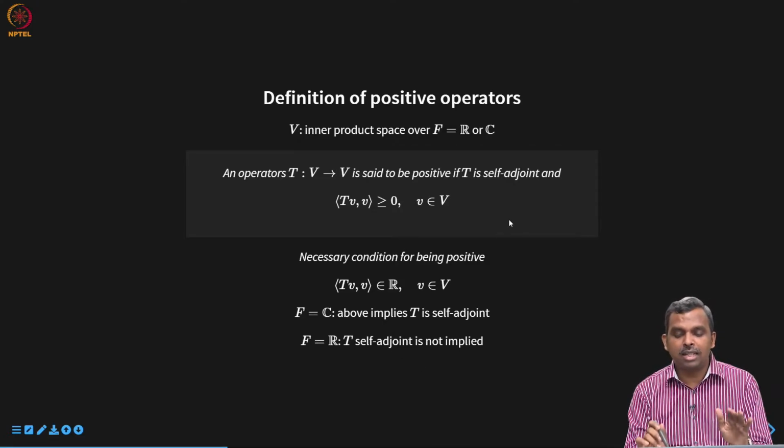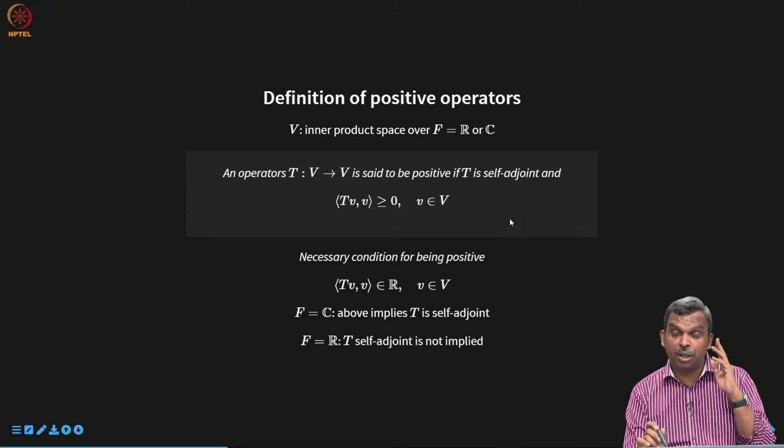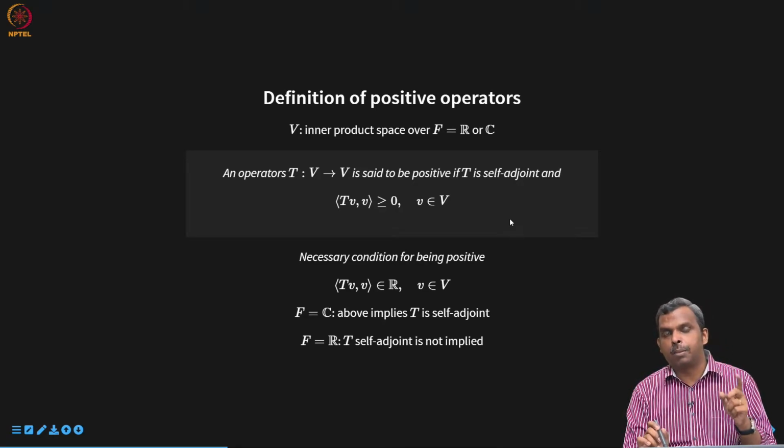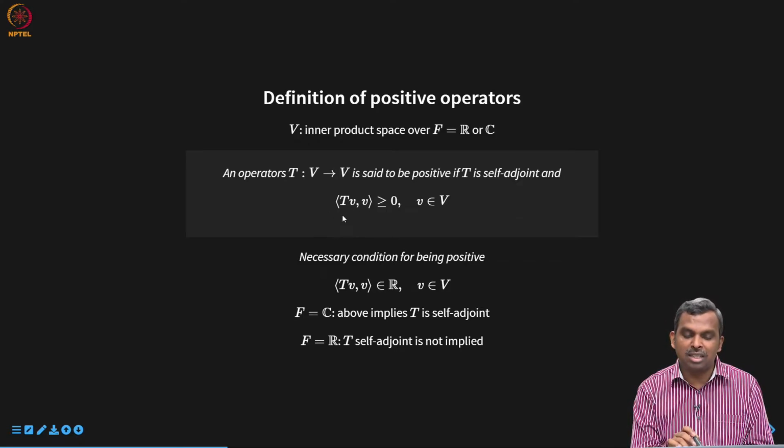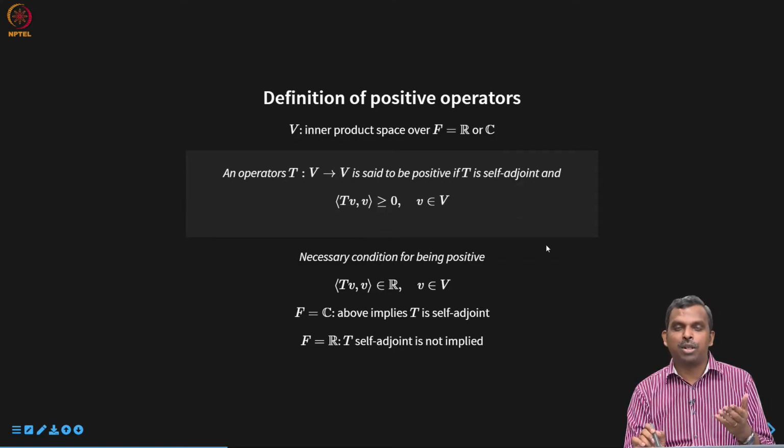Okay, so this is the definition. The definition is important to picture in your mind. So I'm going to say this inner product between TV and V has to be non-negative, and then I will say the operator T is self-adjoint. So some people like to say it's a property of this type of inner products, not really a property of the operator, but anyway, we will call it like that.